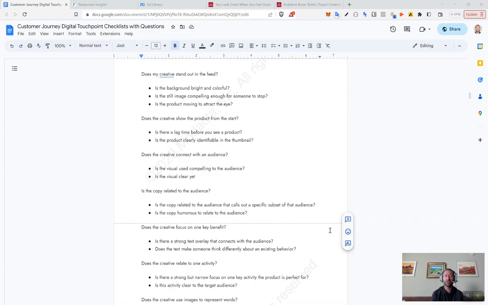You should also notice that there's a tendency of people in ad agencies that push this... oh, actually, I'll get to this on does the creative connect with an audience. That's probably a better place for it. Lag time before seeing a product, make sure there isn't one. Make sure the product is clearly identified on the thumbnail. Make sure you can recognize what the product is. That means high contrast. Make sure that you can see what the product is.